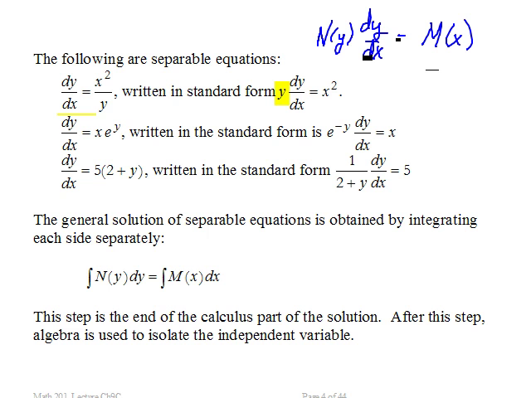Here's another example. Dy by dx equals x times e to the y. We can write this in standard form by multiplying both sides by e to the minus y. So here is my n of y, which is a function only of y, multiplying the first derivative on the left-hand side. On the right-hand side is a function only of x. In this case, it's just the function x.